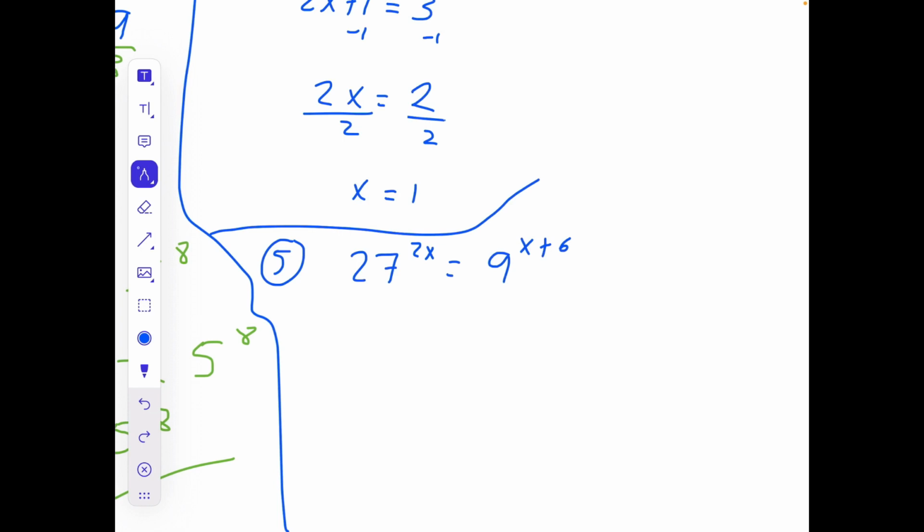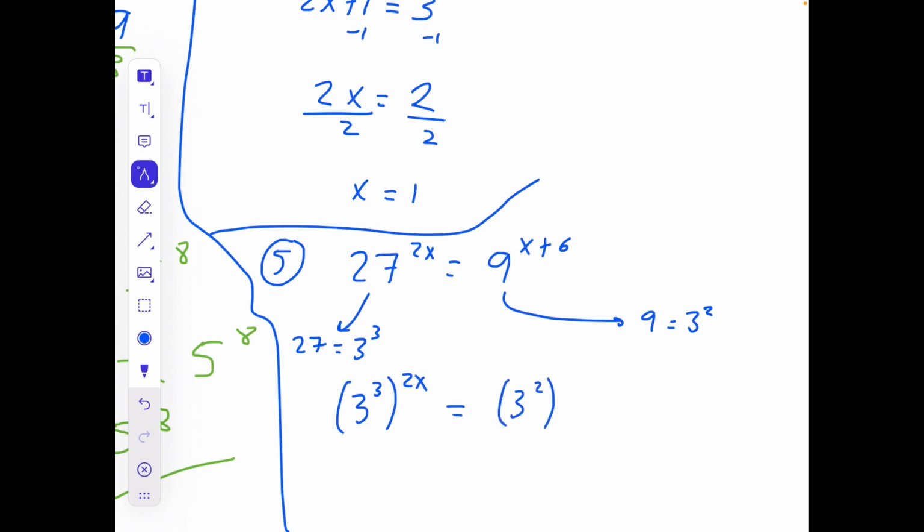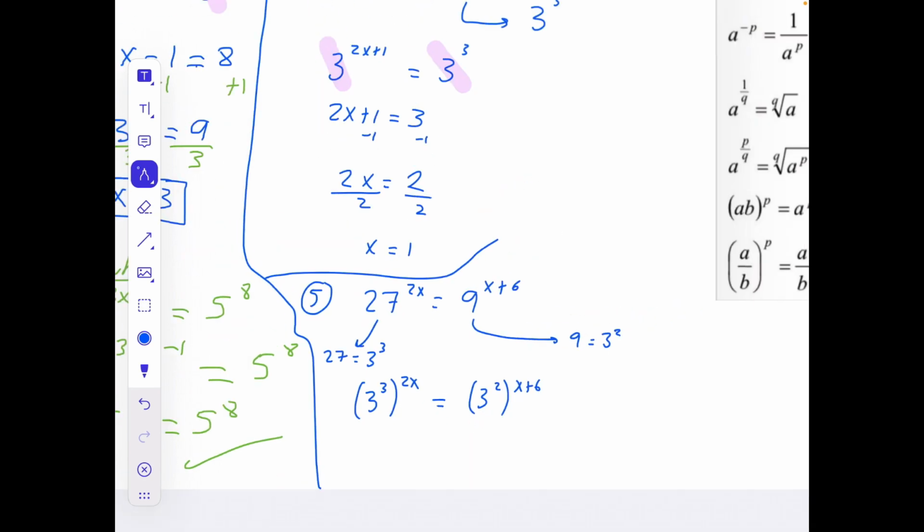When I see the number 9, I can think, okay, immediately 9 is equal to 3 squared. Can I write 27 as 3 to the power of something? 27 is equal to, play around with your calculator, 27 is equal to 3 to the power of 3. Okay, so I can write 27 as 3 cubed. Remember that 2x outside it. And we can write 9 as 3 squared. And remember the x plus 6 outside it.